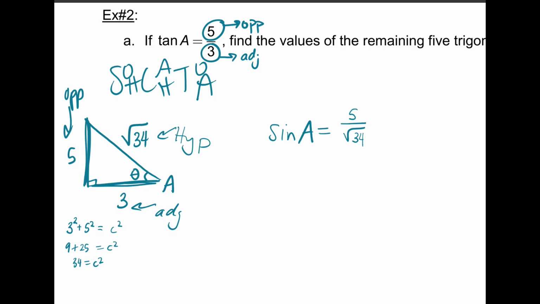If I wanted to rationalize this, how would I do that? Rationalize. Multiply by root 34 over root 34. So then I see sine is 5 root 34 over 34.